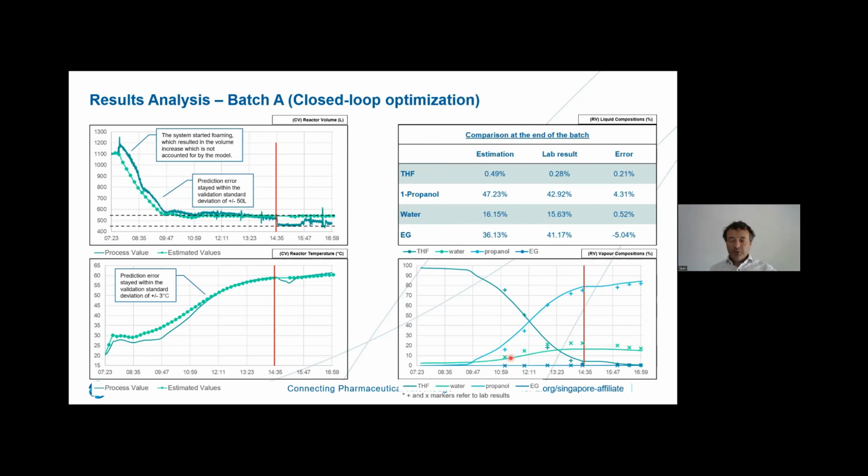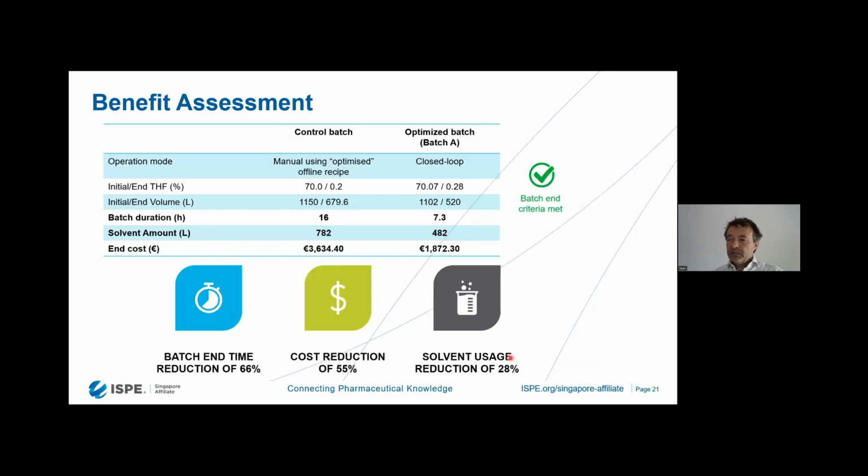So the benefits, when you compare the batch that was operated with nonlinear model predictive control, this was compared against the best batch that they had run for this product previously using manual optimization by the operators. So you can see we have a significant reduction in batch duration from 16 to 7 hours. We've reduced the amount of solvent significantly. The reduction is higher than 28% because there is also a reduction in energy for this batch.